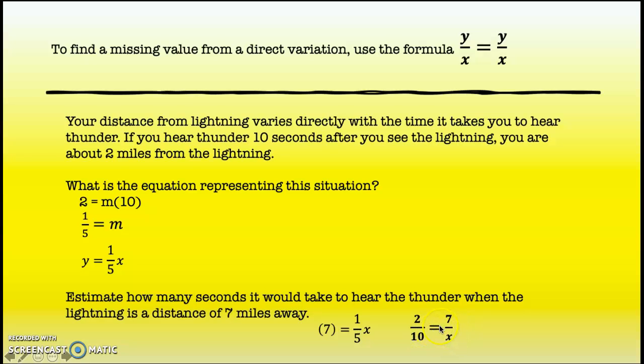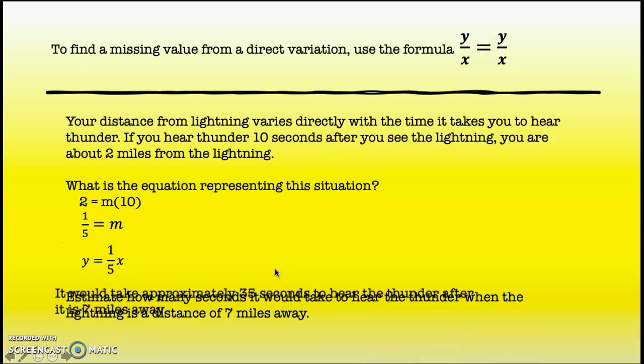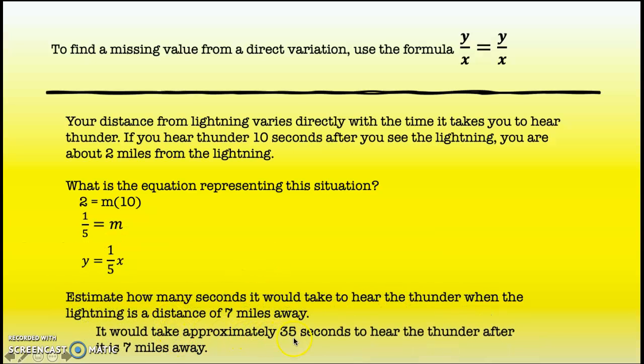Well, here we go. This looks a lot simpler. Cross multiply: 7 times 10 equals 2 times x. Or flip it, 2x equals 70. Now we isolate the x, divide it by the 2. So 70 divided by 2 is 35. And so when we go to talk about this, we could say it would take approximately 35 seconds to hear the thunder after it is 7 miles away.